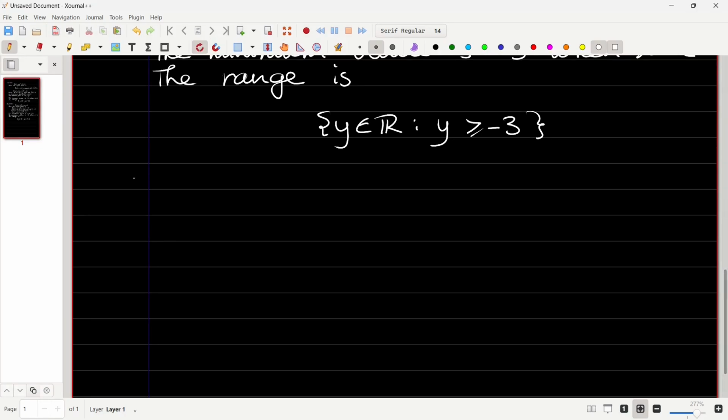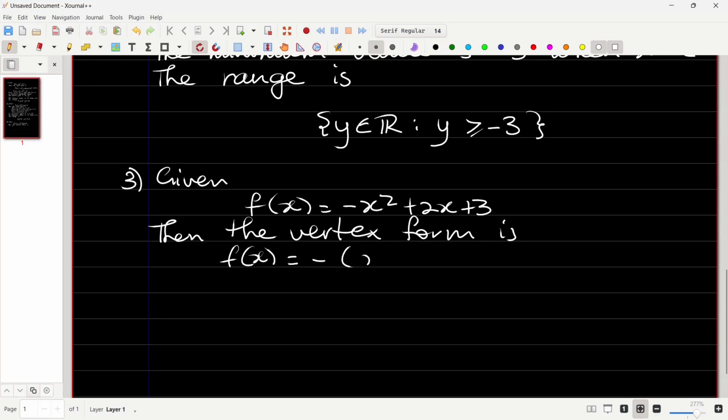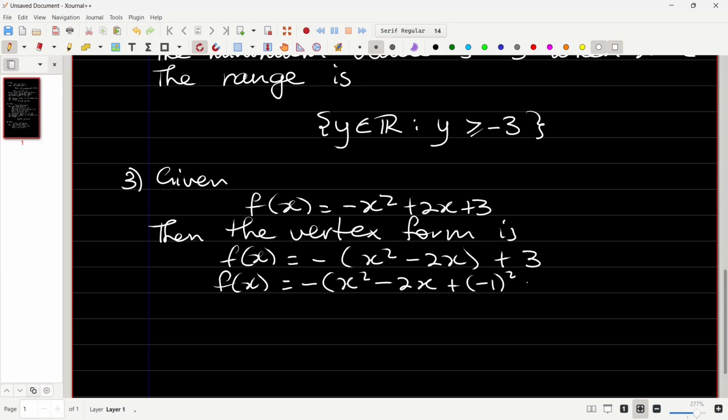Let's do the last one, number 3. And we're given that f of x is equal to minus x squared plus 2x plus 3. We're going to solve that. Then the vertex form is, well, we can factor out the minus, so minus x squared minus 2x close bracket plus 3. Then f of x will be equal to minus x squared minus 2x, and then we're going to add negative 1 squared, and then subtract negative 1 squared, and then add 3 at the end here.